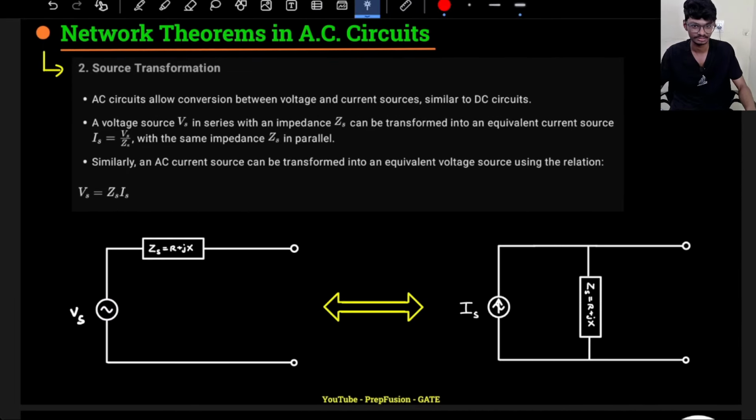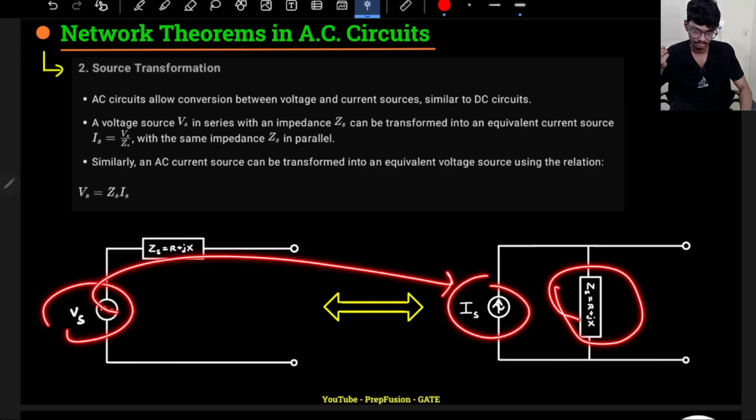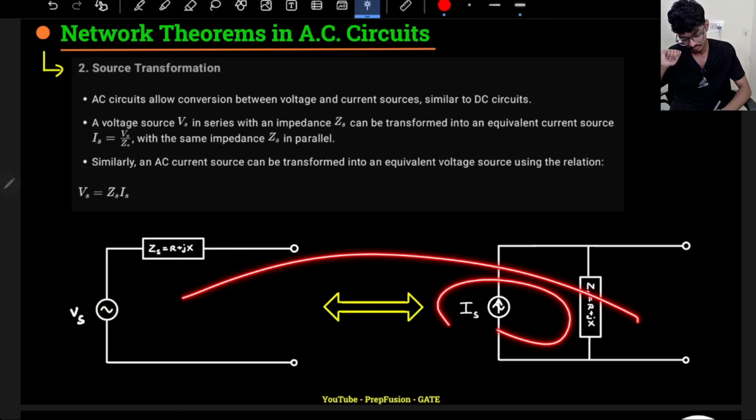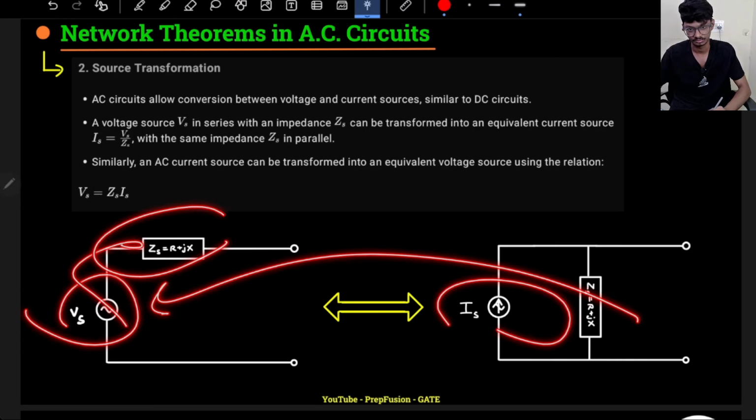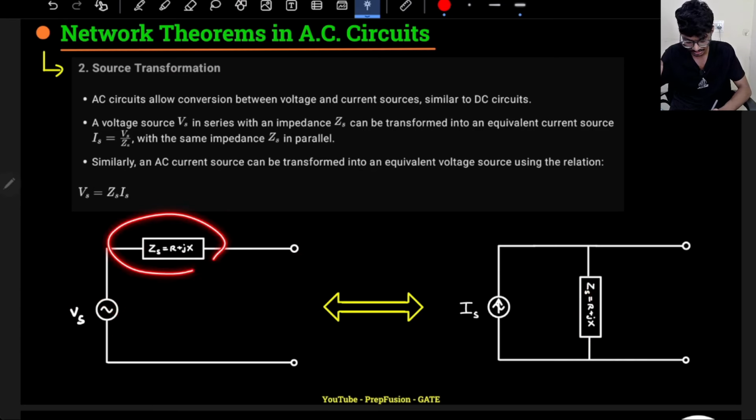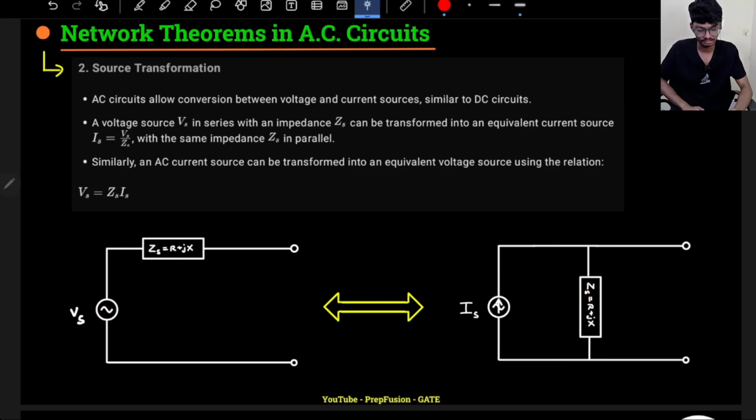Okay, so let's now move on to the next theorem, that is source transformation. Very similar to our normal source transformation in DC. A voltage source can be converted into a current source with a parallel source impedance, and a current source can be converted into a voltage source with a series source impedance. Very same, just the difference is that here the source impedance will be complex and the voltage can also be sinusoidal. Except that, everything is ditto the same. There is literally zero difference.